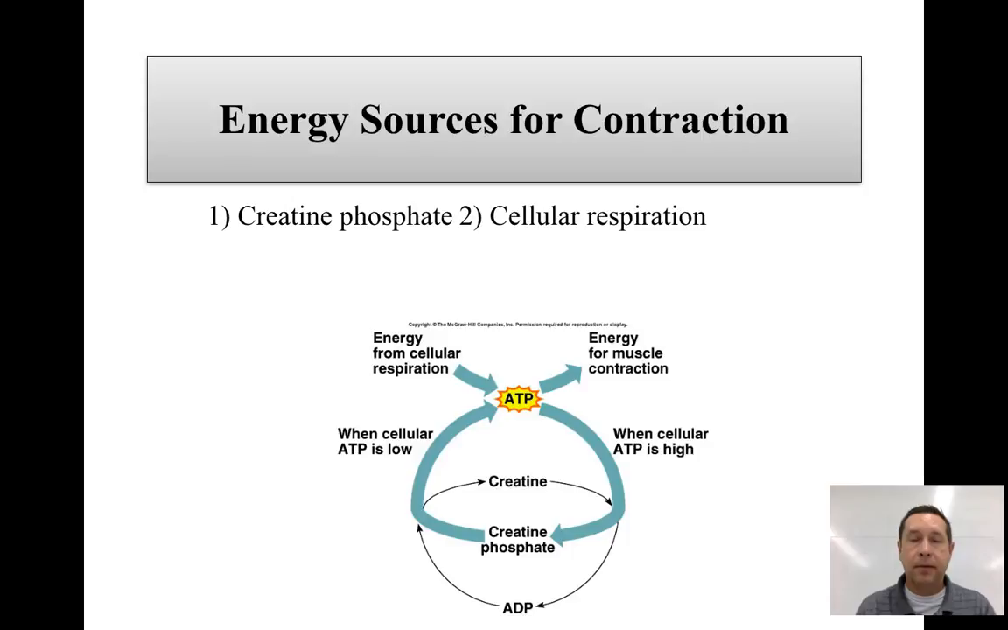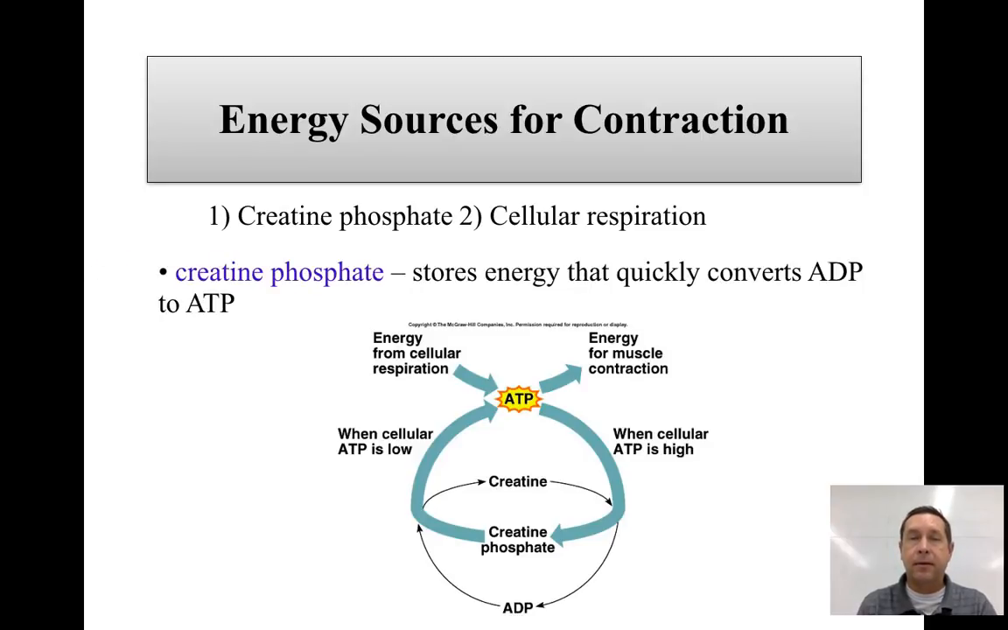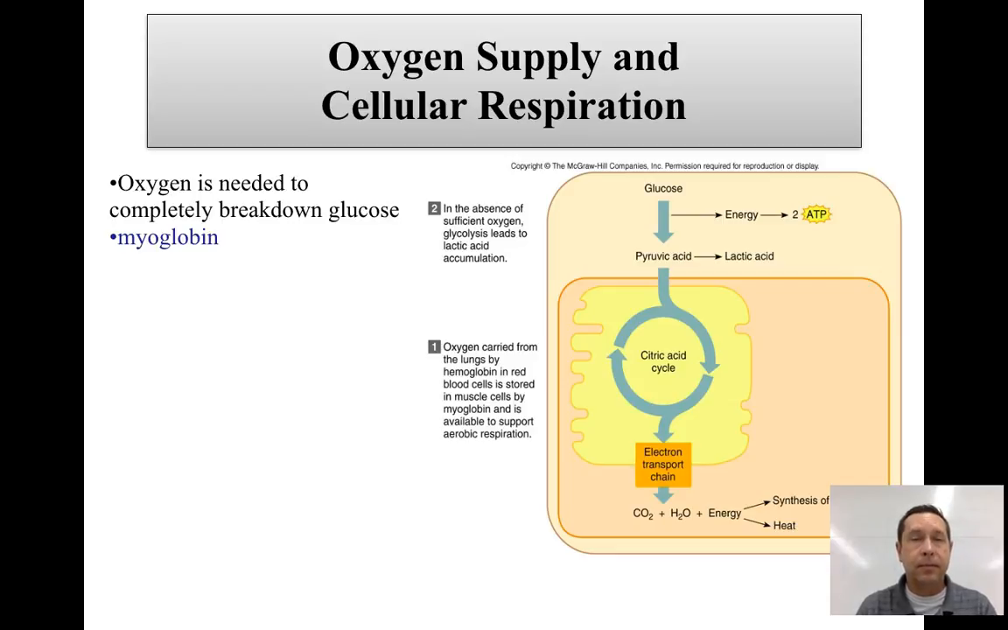When ATP levels are low, the creatine phosphate is broken down and the phosphate is used to create more ATP that the cell can use for muscle contraction. Like I said, creatine phosphate stores energy that can be quickly converted into ATP. Oxygen plays a big role in determining how much ATP is produced in a cell from glucose. To get the most ATP out of glucose, we need oxygen to do the full steps of cellular respiration.